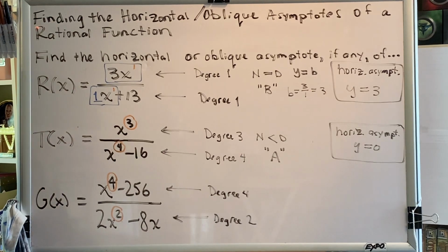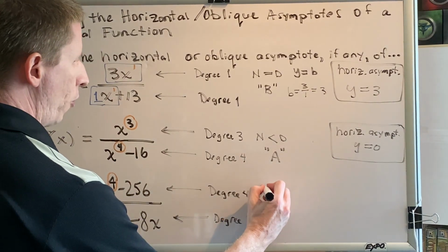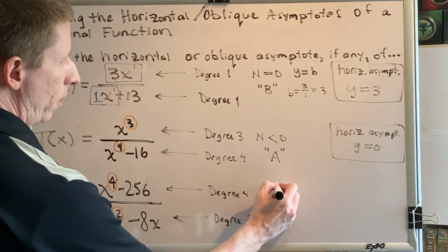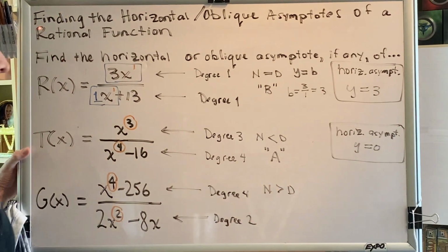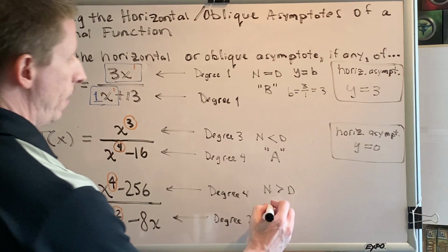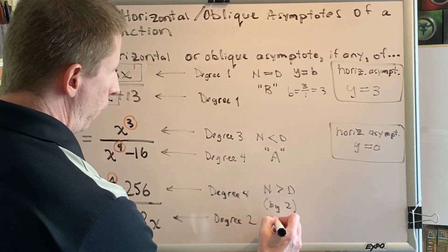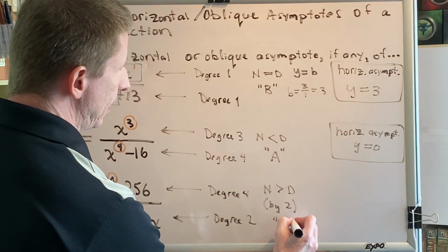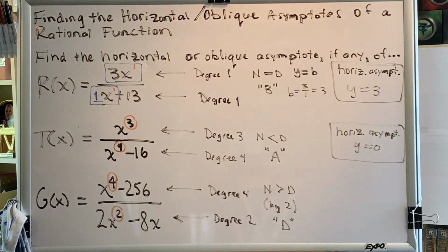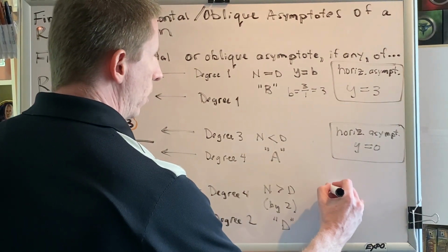All right, g of x. Here we see that the degree of the numerator, 4, is bigger than the degree of the denominator. We must always ask ourselves, by how much? In this case, it is bigger by 2. Therefore, we are dealing with case D. Let's read case D together. If the degree of the numerator polynomial is 2 or more degrees higher than the denominator polynomial, there is no horizontal or oblique asymptote. So we can document this as our answer.